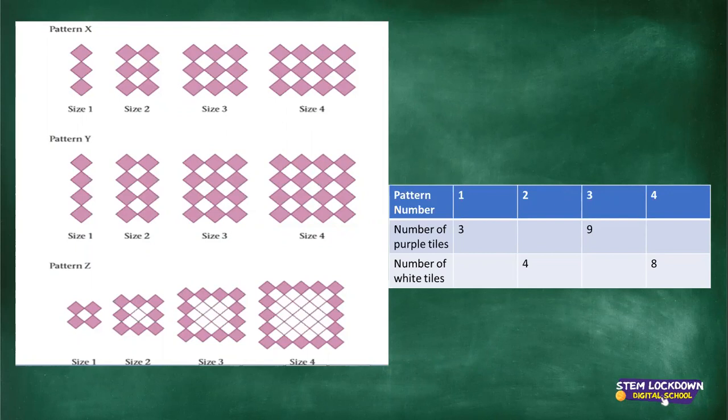So now the question will be as above: what is the number of purple tiles, and also what is the number of white tiles. So we'll start with the number of purple tiles for size 5. What will be the number of purple tiles for size 5?